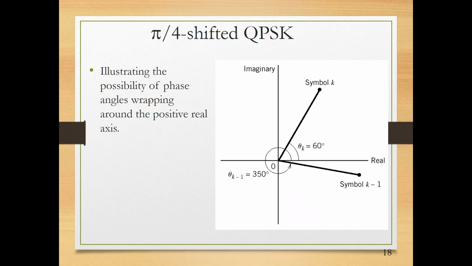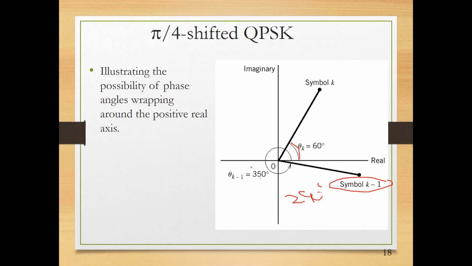This figure illustrates the possibility of phase angles wrapping around the positive real axis. For example, this is the current symbol with phase theta k equal to 60 degrees, and this is the previous symbol k minus 1 with phase phi k minus 1 equal to 350. What's the phase difference? This minus this, which is equal to 290. And in the mapping table, you see what's the value of bits corresponding to this phase.